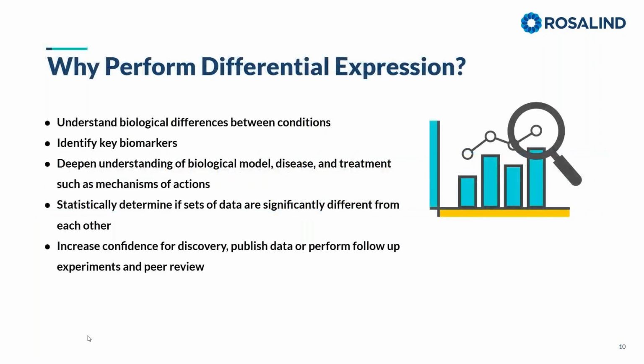But on a deeper level, what are some examples of why someone may want to perform differential expression? This can help us understand biological differences between conditions, identify key biomarkers, deepen an understanding of a biological model or disease or treatment, and even identify an underlying mechanism of action. More importantly, this helps statistically determine if sets of data are significantly different from each other. So this helps increase that confidence for discovery, publishing data, and performing follow-up experiments or submitting for peer review.